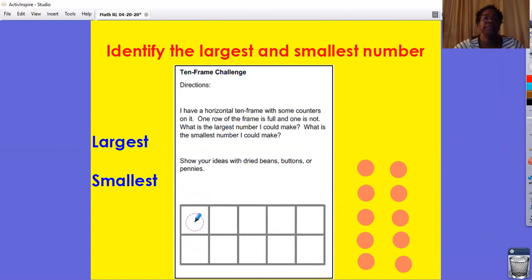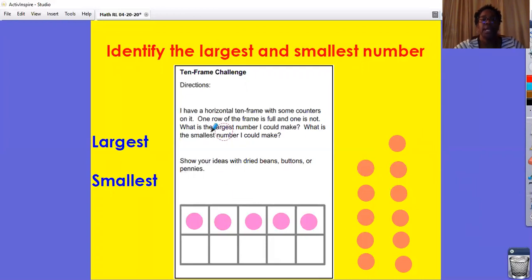Here we go. We have 1, 2, 3, 4, 5. Now you go ahead and fill up your row. All right, great, great, great.